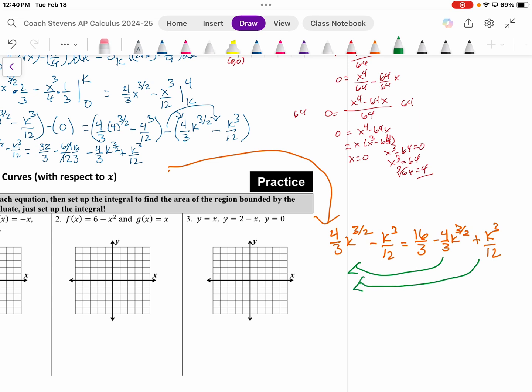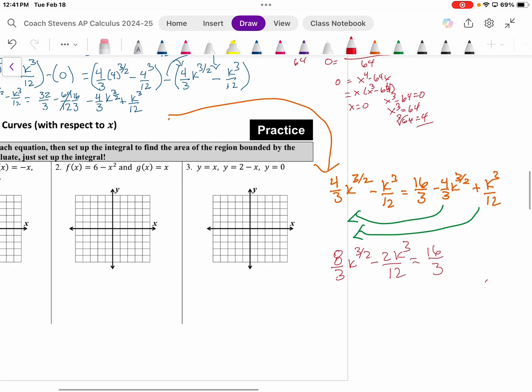One's being added, one's being subtracted. They both get to be combined, so we get to combine with the fractions there. So that becomes 8/3 k to the 3/2 minus 2k cubed over 12. That's equal to 16/3. And then now, the only thing I can do here is just simplify my fractions.